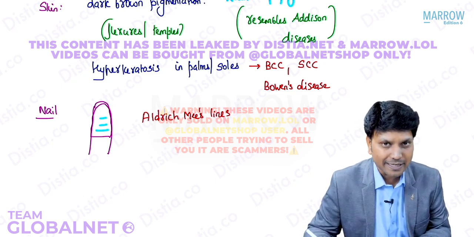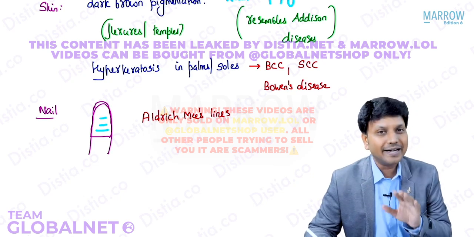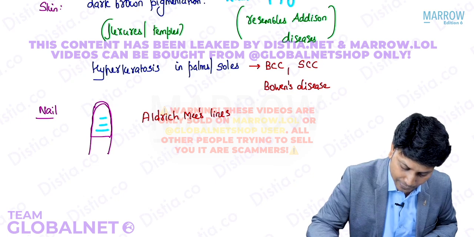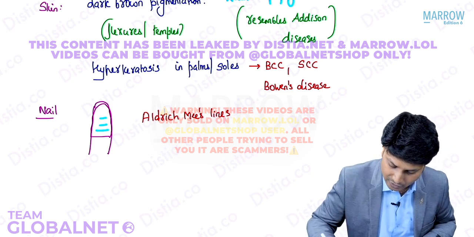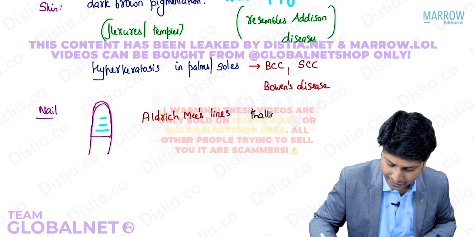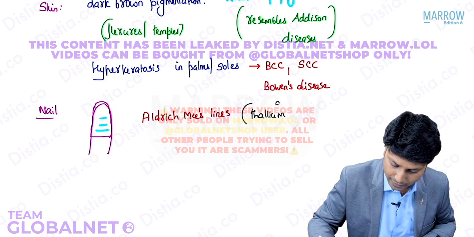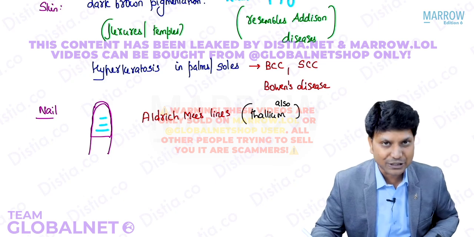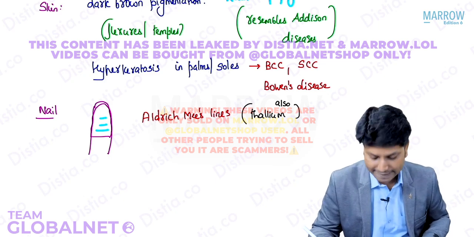It is seen with arsenic poisoning, but do remember, it is not seen only with arsenic poisoning, it is also seen with thallium poisoning as well. That is one of the very important MCQ points that you have to remember, which was asked in last year's NEET PG.